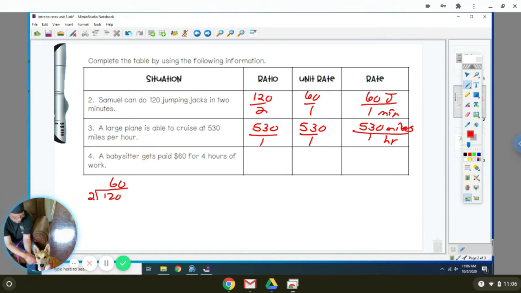4 says a babysitter gets paid $60 for every 4 hours. So $60 for 4 hours. So you're going to divide 4 into 60 and you get 15. So that'd be 15 over 1. So that means she makes $15 for every 1 hour.